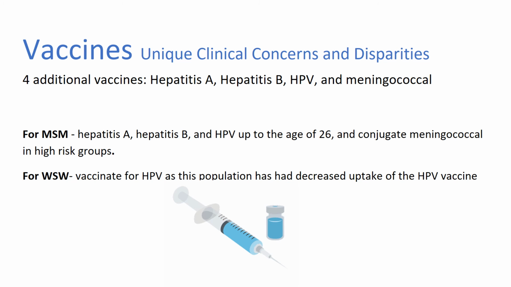In addition to routine vaccinations, there are 4 additional vaccines to keep in mind: hepatitis A, hepatitis B, HPV, and meningococcal. For MSM, Hep A, Hep B, and HPV are offered up to the age of 26, and the conjugate meningococcal vaccine is offered to high-risk groups. High-risk groups include those who are HIV positive, those living in close quarters, and during disease outbreaks. For WSW, there is decreased uptake of HPV vaccines, so talk to your patients about vaccinating for HPV.